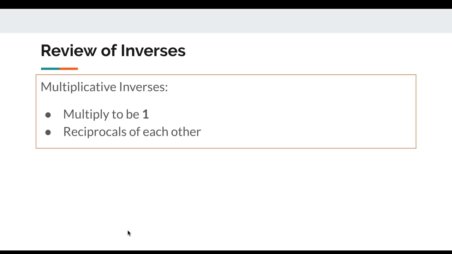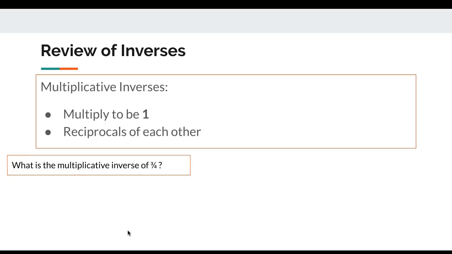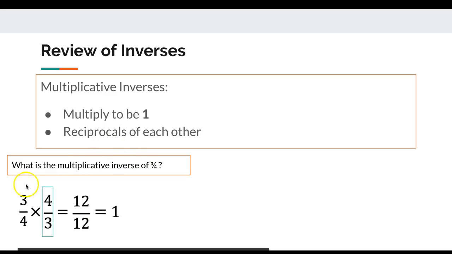You're doing real good. Multiplicative inverses basically multiply to become 1. Let me say it again. Multiplicative inverses multiply together to become 1. Here's another vocabulary word that we introduced in the last 2 lessons. They are reciprocals of each other. Now let's look at what that means. What is the multiplicative inverse of 3/4? The answer to that question is 4/3. Why? Because they multiply together to give you 1.